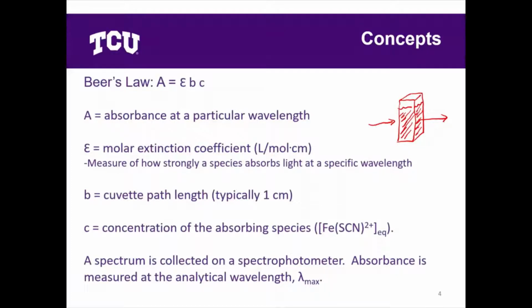A spectrum is collected on a spectrophotometer, and absorbance is measured at what we call your analytical wavelength, or your lambda max. So when we actually do this, we're going to run the spectrum, and we're going to see some kind of peak, and it will go back down. We're going to find that peak. That peak is at lambda max, or maximum wavelength. We want to use your maximum wavelength, your analytical wavelength, because we want to know where this species best absorbs. Where it absorbs the most will give us the most accurate data.